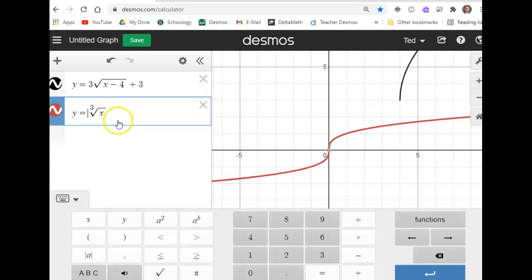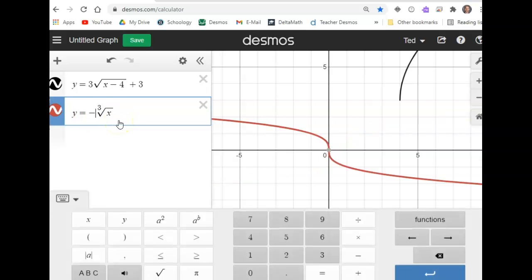But, see this graph? That's my parent function. Okay? And if I put a number in front, what if I put a negative 1? Oh, it just reflected. It did it before I saw it. So see how it flipped its sign? If I get rid of the negative.